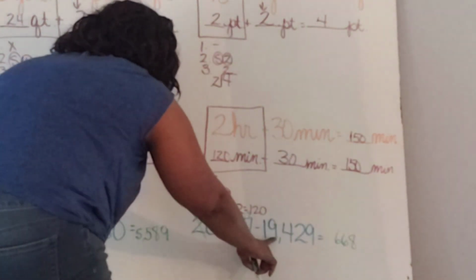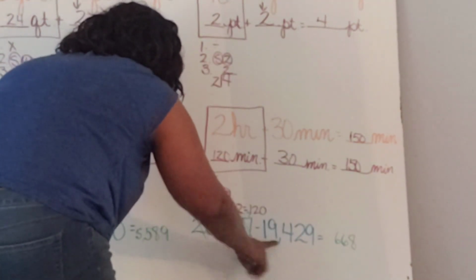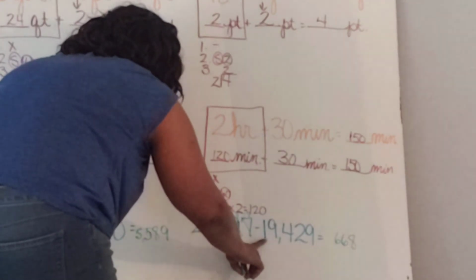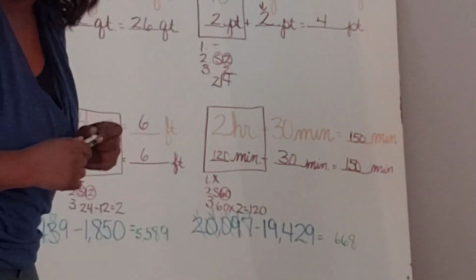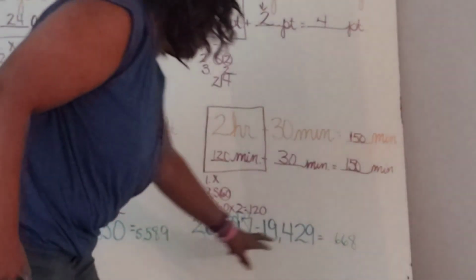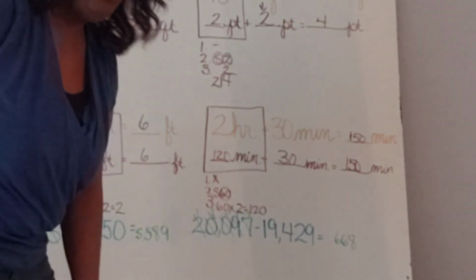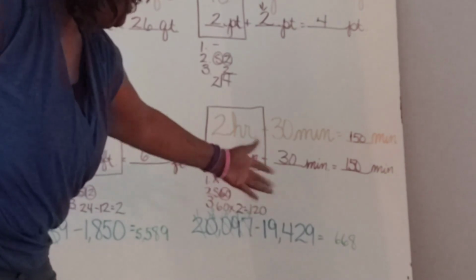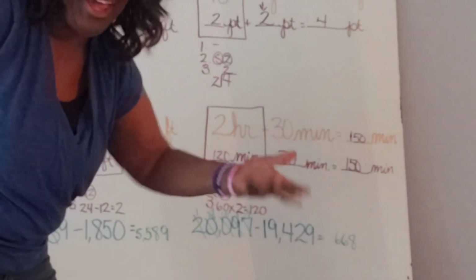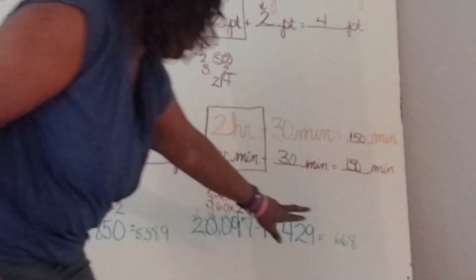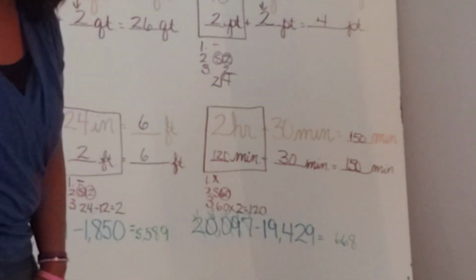9 minus 9 is 0, and 1 minus 1 is 0. So I do not need to put any other numbers in the front, because I don't need to say 0,000. Okay, I don't need that. So it's just 668. So we don't need to put any zeros.